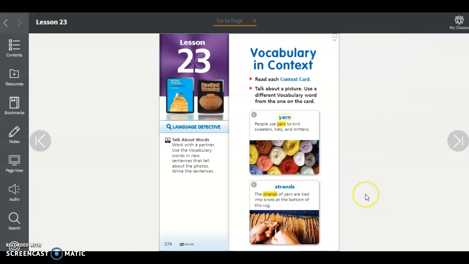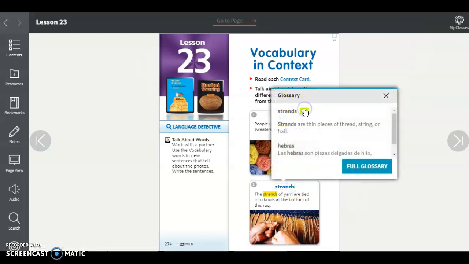The next word is strands. Say it, strands. The strands of yarn are tied into knots at the bottom of this rug. Strands. Think about it. What does strands mean? Strands. Strands are thin pieces of thread, string, or hair.